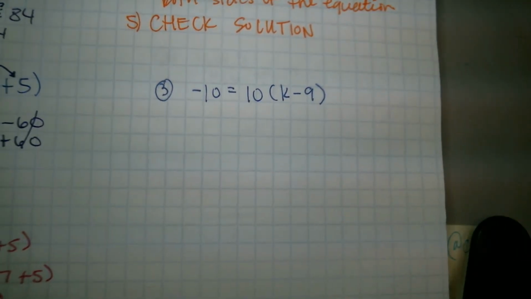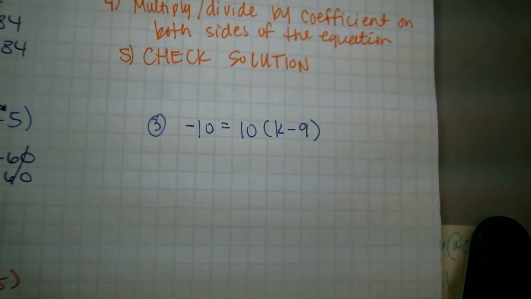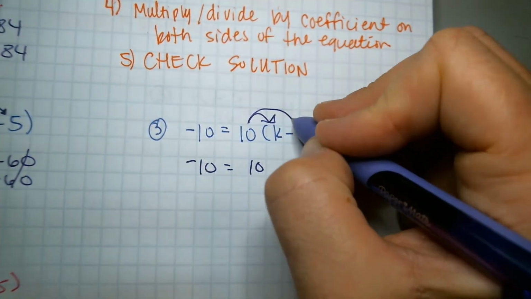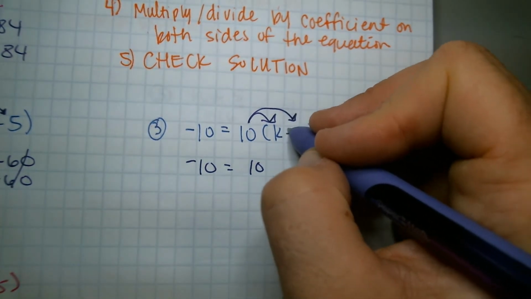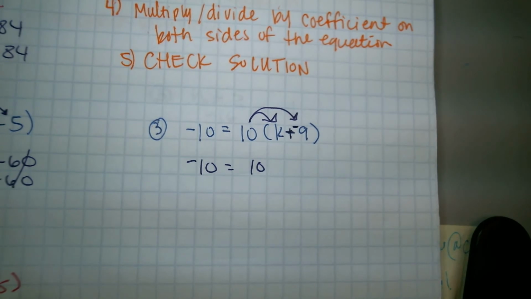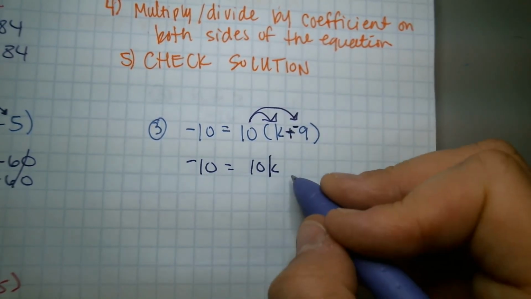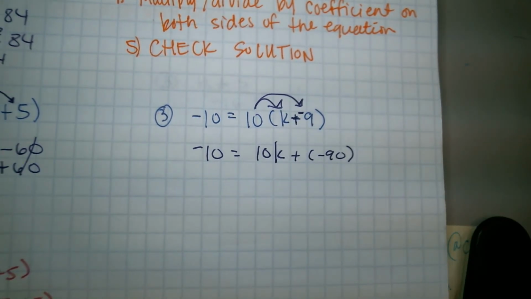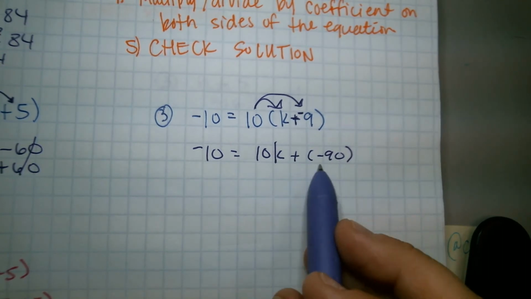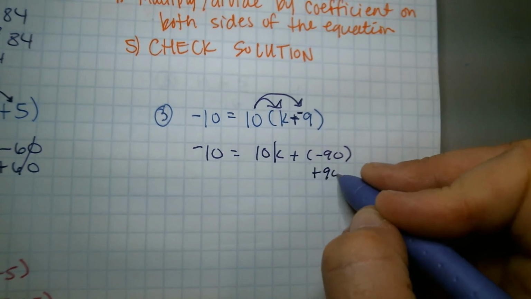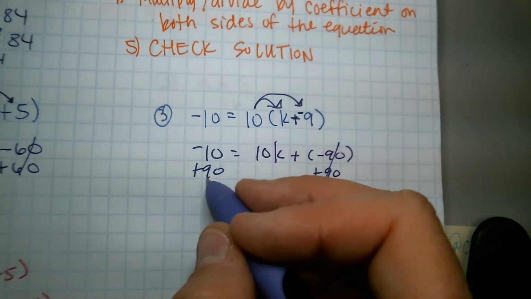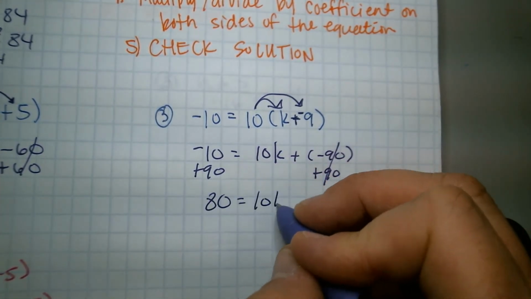Number 3. Negative 10 equals 10 times the quantity k minus 9. First thing I want to do here, if I see distributive property, is distribute. 10 times k is 10k. And if you don't see this as a negative, you could always rewrite it as plus negative 9. 10 times negative 9 is negative 90. All right. So next thing, add the opposite of the constant to both sides. Here's my constant, negative 90. Opposite of negative 90 is positive 90. So I'm going to add positive 90 to both sides. This cancels on the right. Negative 10 plus 90 is 80, and that equals 10k.